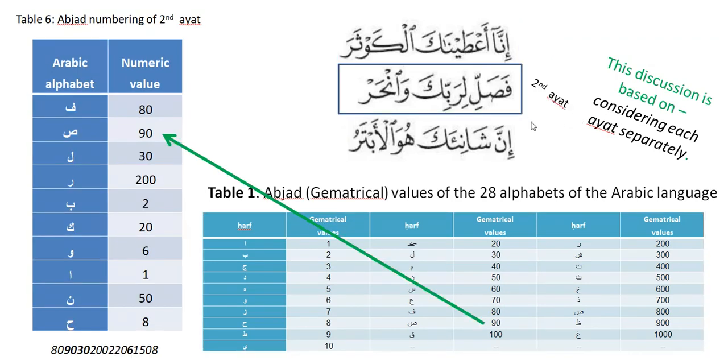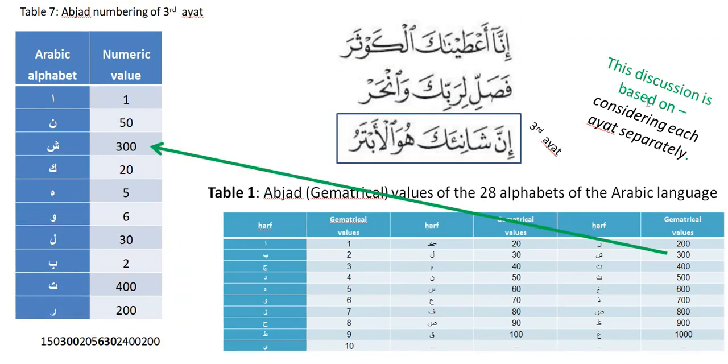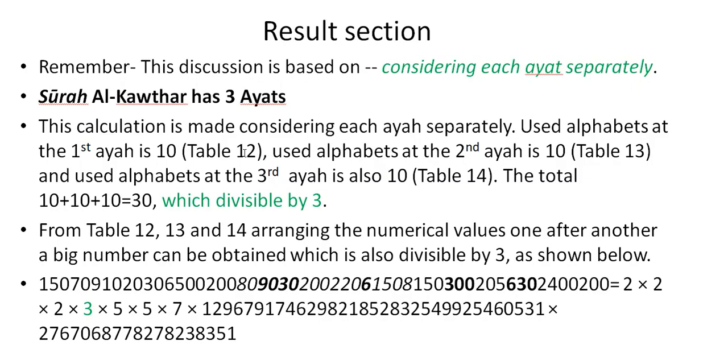This is for the second ayat, and for the third ayat also the same thing is done. That means as per first appearance, we put on the alphabets and the respective abjad values, and combining all these, we got this number. Now come to the result section.